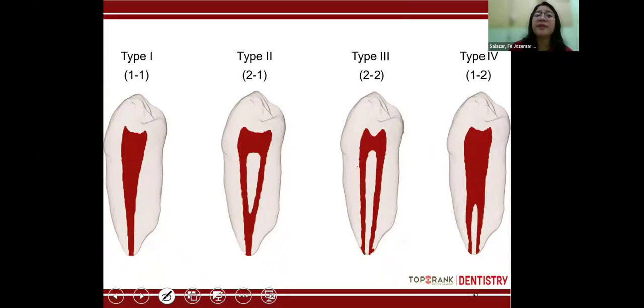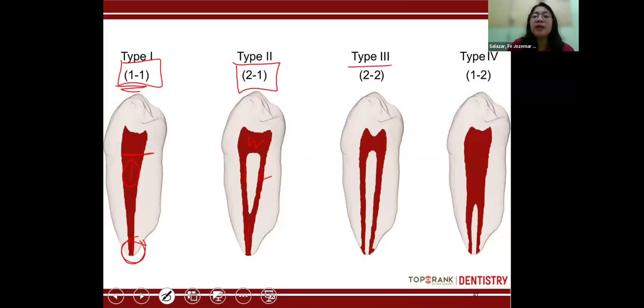Kasi lumabas na rin to in previous exam. So yung exam right after the pandemic, merong question nito. Type 1 is called 1-1. Itong number na to will describe to you the number of canals from pulp chamber to apical foramen. Okay? So pag sinabing 1-1, from the pulp chamber, isa, and then nag-exit, isa pa rin. So 1-1. Type 2 is 2-1. Kasi from the pulp chamber, you have 2, then nag-unite siya before it ends at the apical foramen, kaya 1. Diba? 2-1.